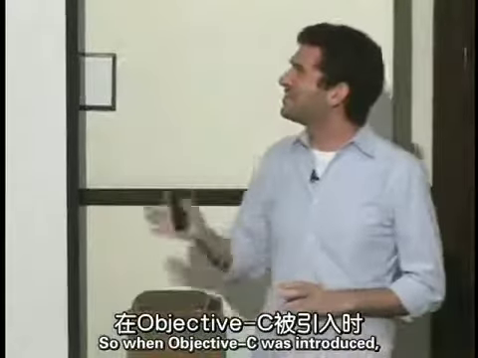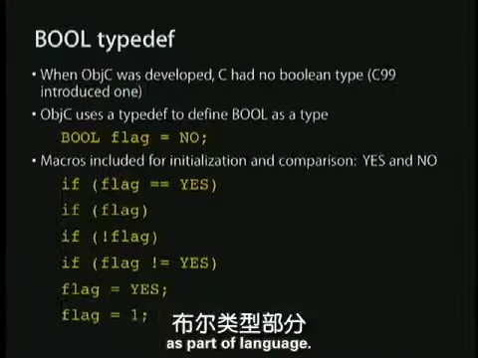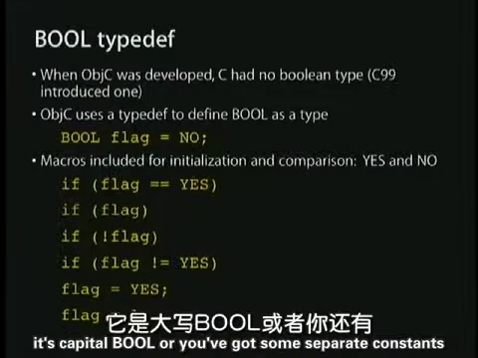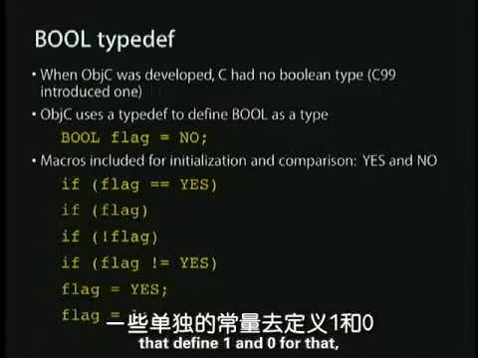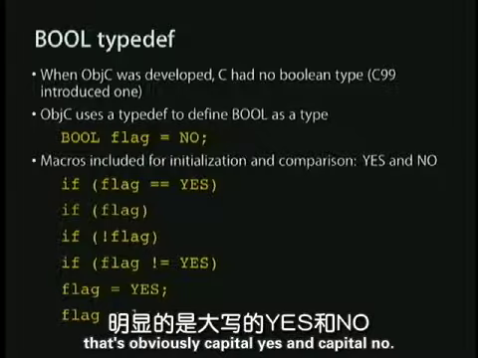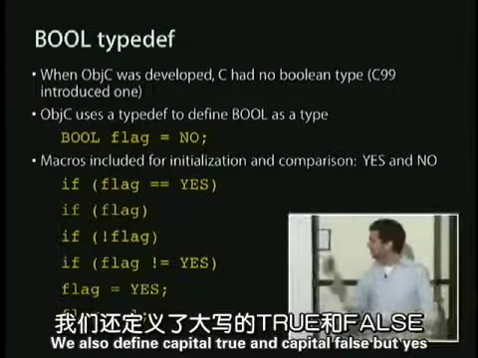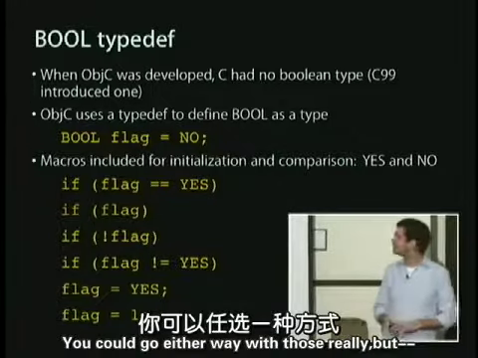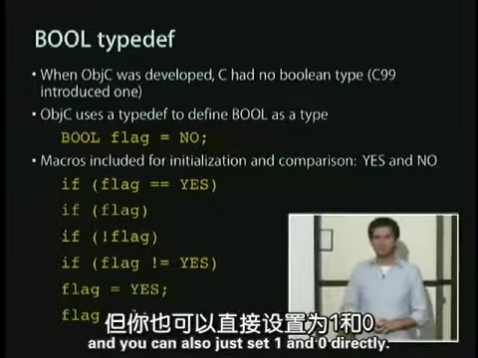So when Objective-C was introduced, C did not actually have a Boolean type as part of the language. So we have a separate Boolean type defined in Objective-C. It's capital BOOL. And we've got some separate constants to define 1 and 0 for that. There's obviously capital YES and capital NO. We also define capital TRUE and capital FALSE, but YES and NO are pretty commonly used. I could go either way with those, really, and you can also just set 1 and 0 directly.